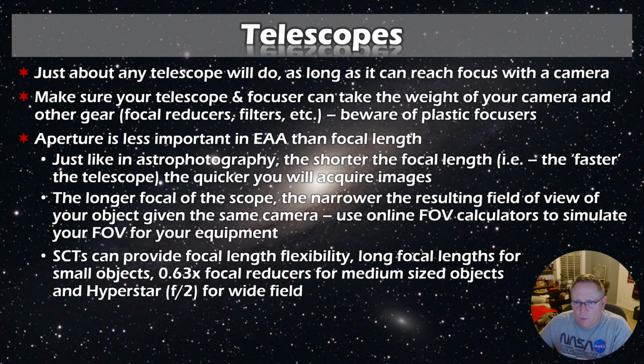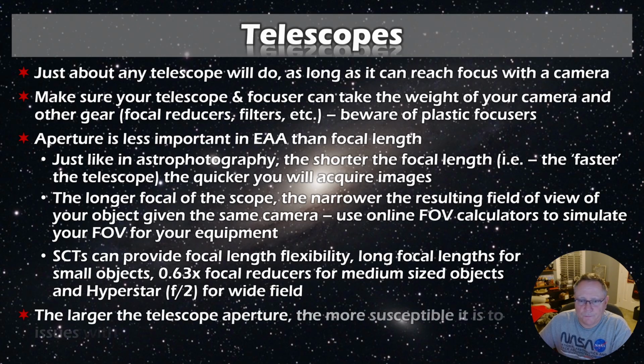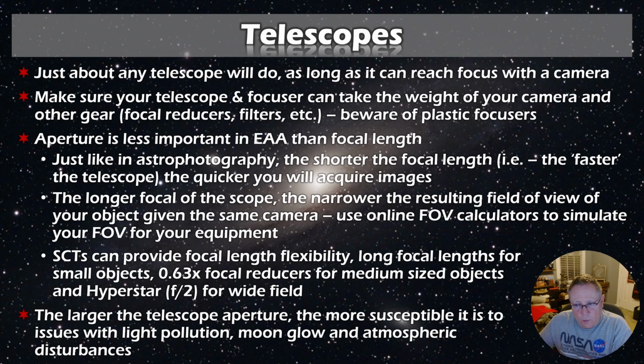And I'll drop a link in the description of some good tools to use. Now, Schmidt-Cassegrain telescopes can provide some focal length flexibility. Long focal length for very small objects like planets. You can put in focal reducers for some medium-sized objects, and if you have the right type of SCT that is FastStar compatible, you can use something called Hyperstar and get down to a focal ratio of f2 for some really wide field images. Now, the larger your telescope aperture, the more susceptible it is to issues with light pollution, moon glow, and atmospheric disturbances. So again, I've got to take all that into consideration.